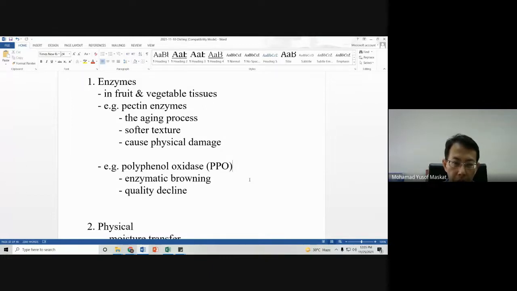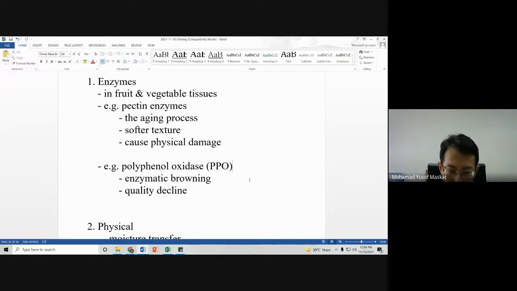It oxidizes phenolic compounds. When the banana is still intact, the microstructure is such that PPO cannot react with the phenolic compounds, so there is no browning. But once we cut it, then we are damaging the microstructure. So now the PPO is able to react with the phenolic compounds, thus producing the brown color. Okay, so that is what is called enzymatic browning.